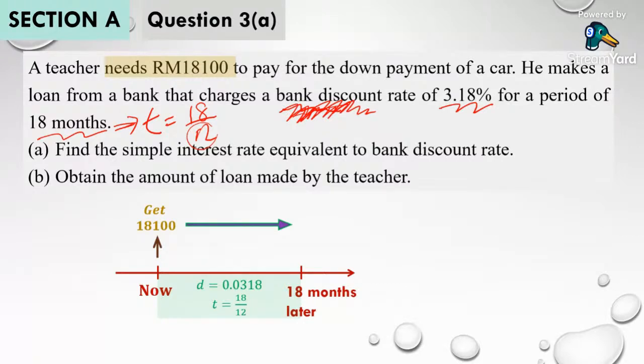Then at the end of the 18 months, what we need to do is return the loan. The loan here is the amount that the teacher asked for, according to the case of discount.